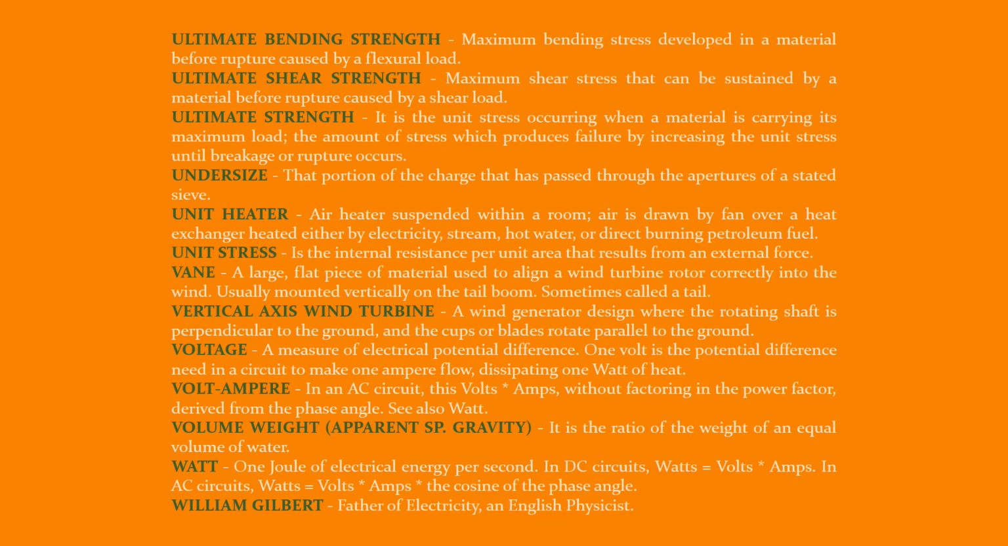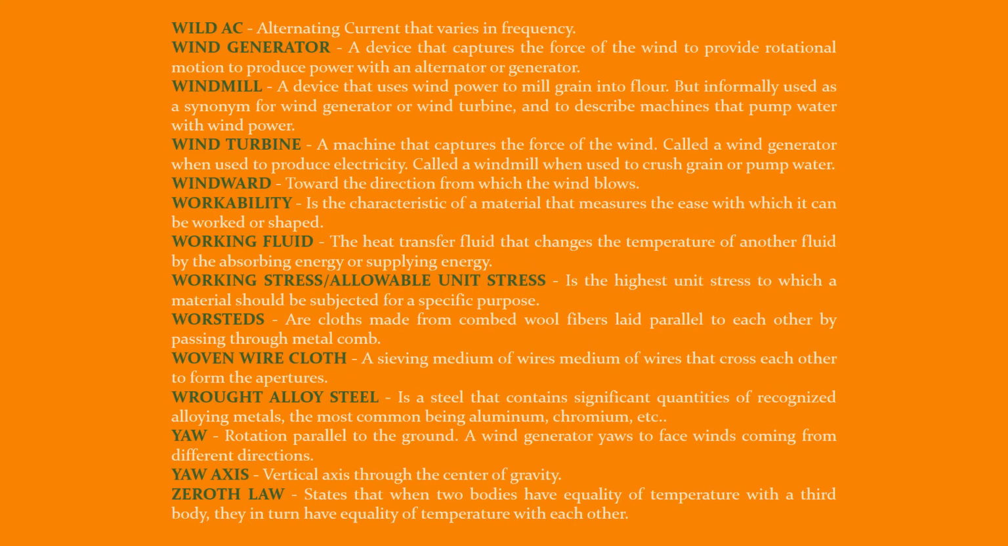Watt: one joule of electrical energy per second. In DC circuits, watts equals volts times amperes. In AC circuits, watts equals volts times amperes times the cosine of the phase angle. William Gilbert, father of electricity, an English physicist. Wild AC: alternating current that varies in frequency.